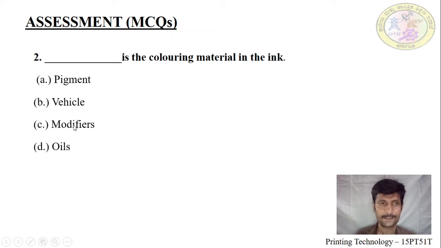Modifiers are used to control the drying and scuff resistance as well as the fade of the ink on the substrates. Vehicles, also called oils, are used to carry the coloring pigment onto the substrates and hold it. Finally, the pigment gives you the coloring material of the ink. You have to answer it.